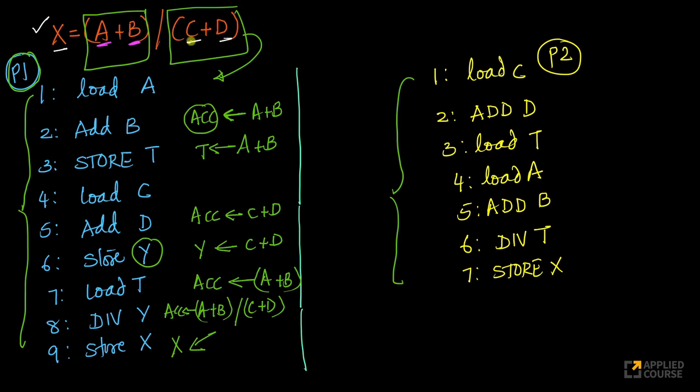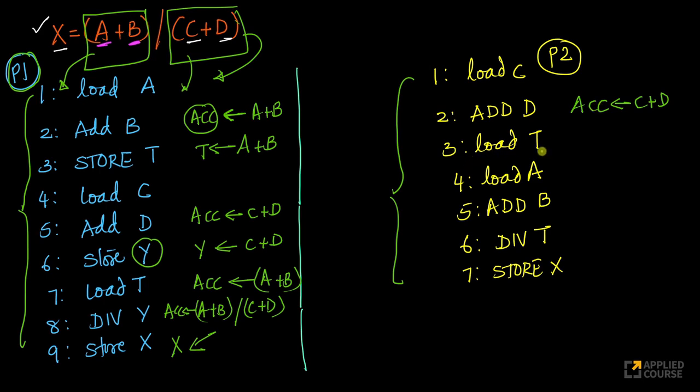First, what if I load C? Look at this: load C, add D. So what does the accumulator contain now? The accumulator contains C plus D. In the first case, I first performed this operation, then this operation, then this division operation. Here, I'm first performing the second addition operation.